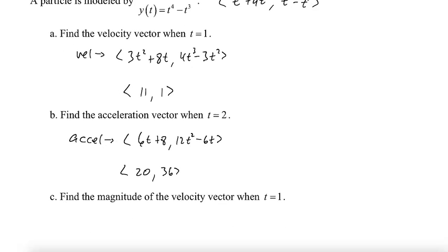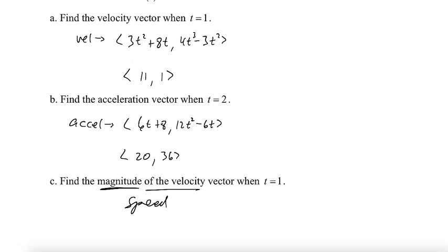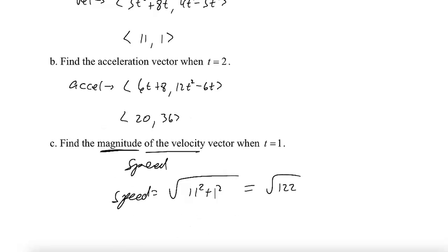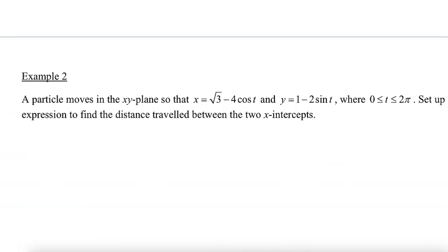The magnitude of the velocity vector when t equals 1. The magnitude of the velocity vector, this is the speed. The magnitude is just the length of the velocity vector. So if I'm looking for the speed here, I already have the velocity vector when t equals 1, so I don't need to do a whole ton of work. This is just the square root of 11 squared plus 1 squared, which I can rewrite as the square root of 122 if I want to, and I would like you to say that the speed equals this amount. All right, that's it for that example.